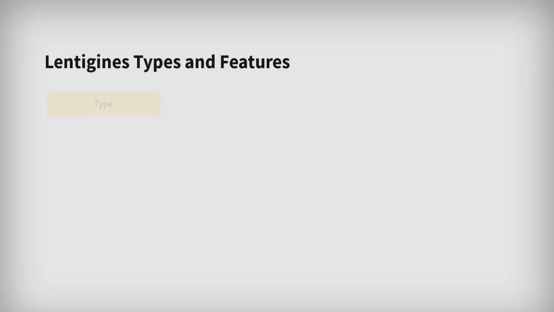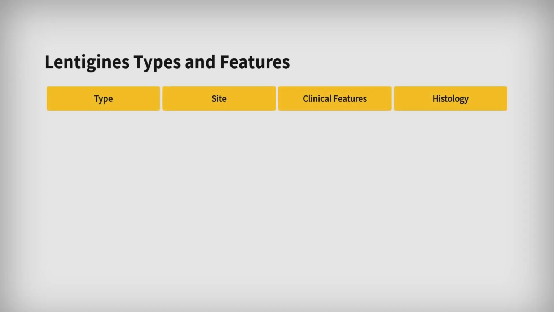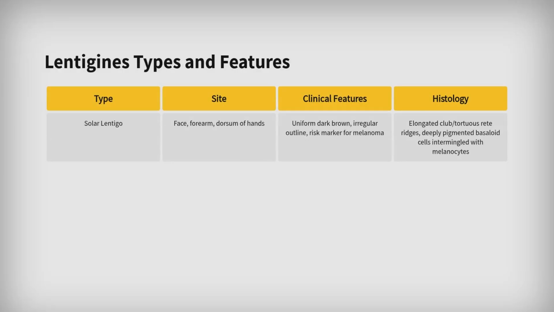Notice how lentiginous types differ in site, clinical features, and histology. Solar lentigo appears on the face, forearm, and dorsum of hands, with uniform dark brown color and a regular outline, serving as a risk marker for melanoma. Histology shows elongated club or tortuous rete ridges and deeply pigmented basaloid cells.